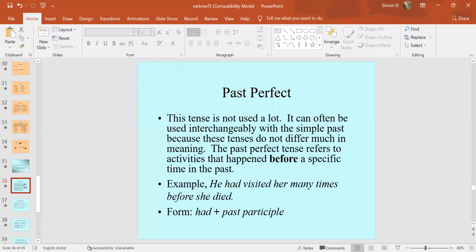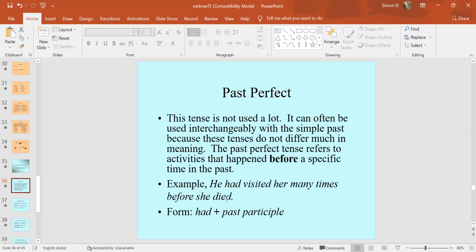Now let us look at the different combinations. Past perfect. Let's begin with past perfect. This tense is not used a lot. It can often be used interchangeably with the simple past because these tenses do not differ much in meaning. For example, you can say he had visited her many times before she died, and you can also say he visited her many times before she died. The meaning wouldn't change that much.